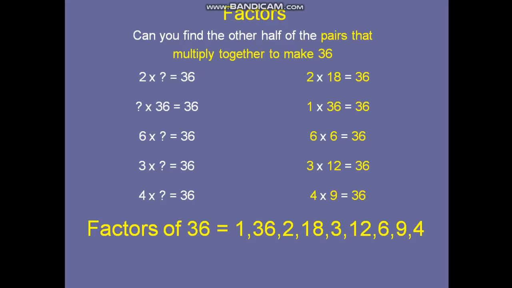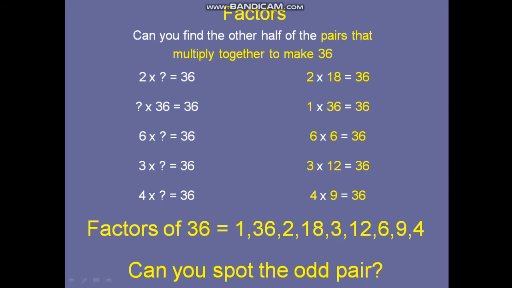36 is not a prime number, first of all. Second of all, it's an even number. I know most of you know this information, but most or all even numbers have more factors than the odd numbers. Now, can you spot the odd pair?